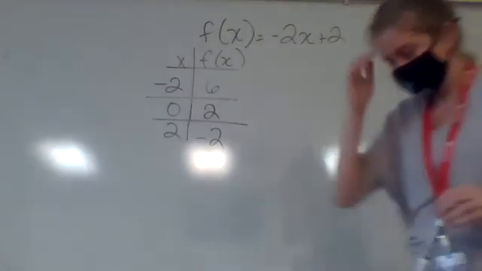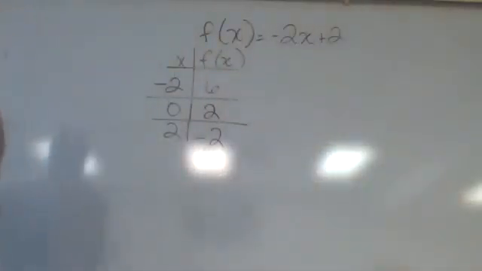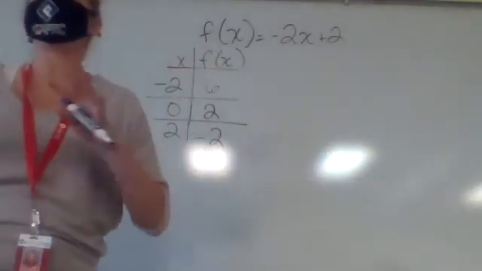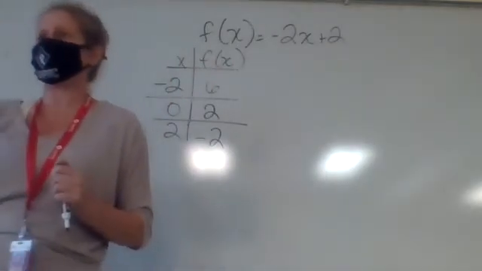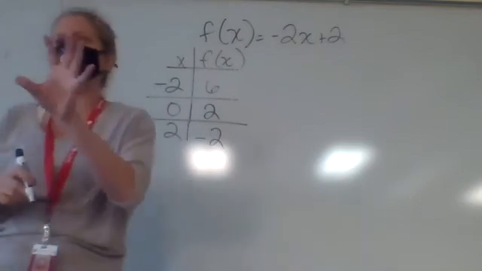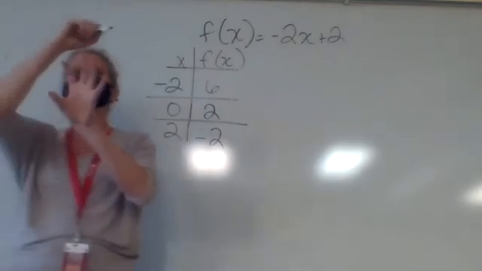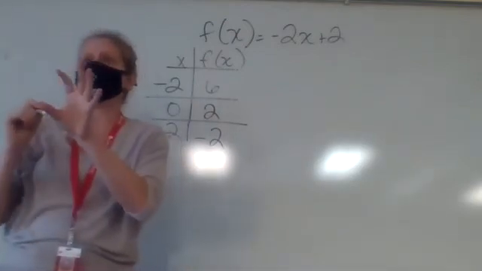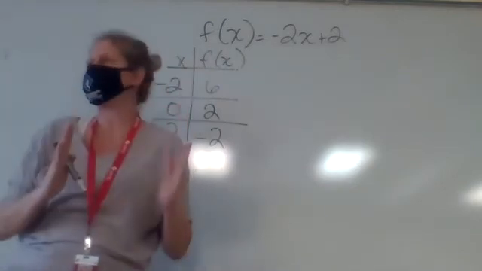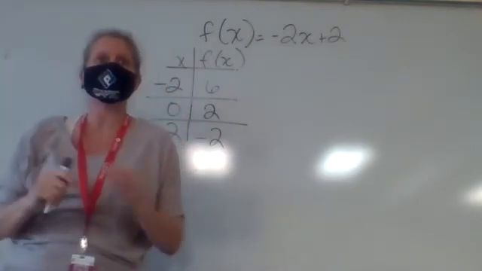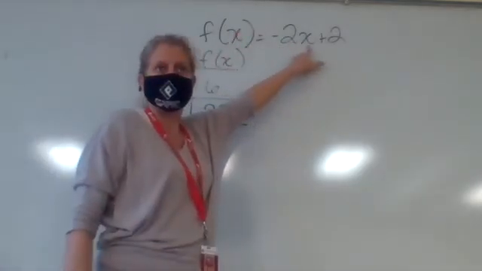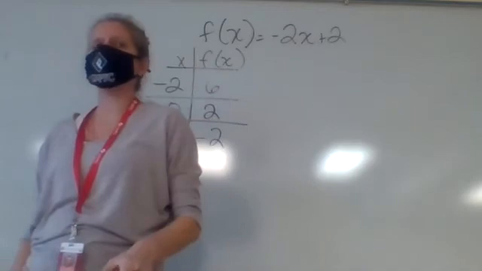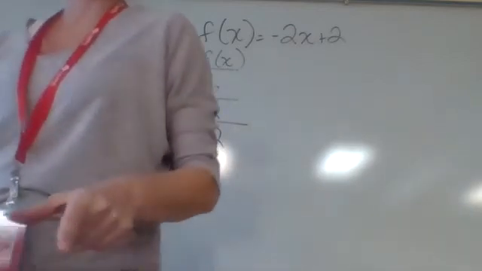So what makes the graph be the shape that it is going to be is what's happening with the X. If it's just an x, not an x squared or an x to the third, if there's not absolute value symbols around the x, if it's just an x, it's going to be a line. It's called a linear function.